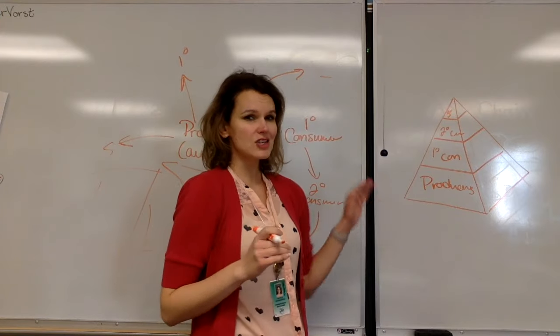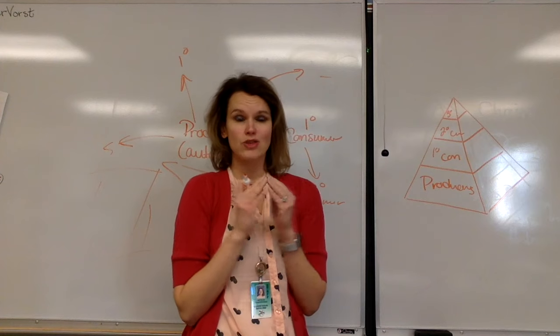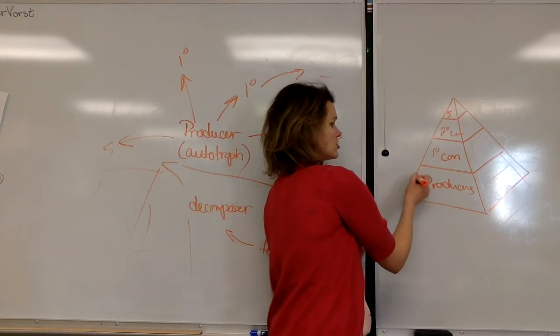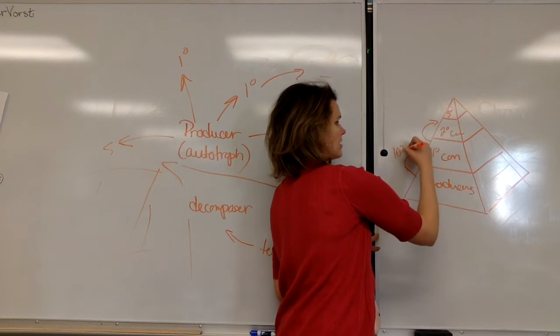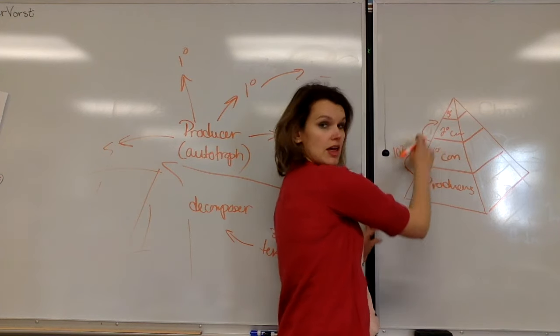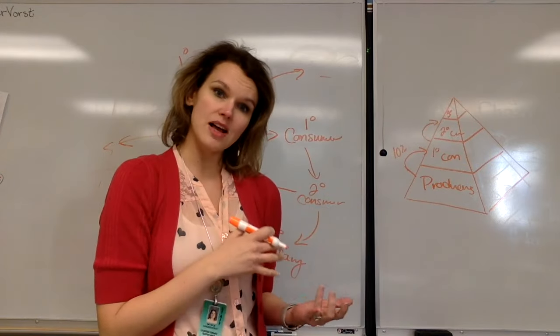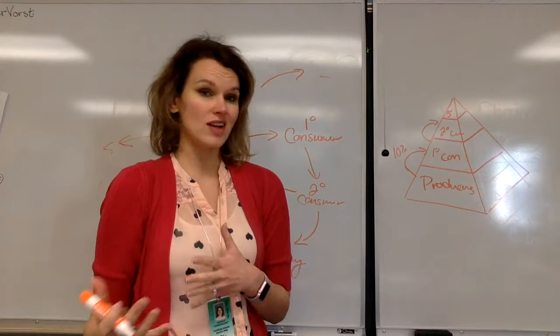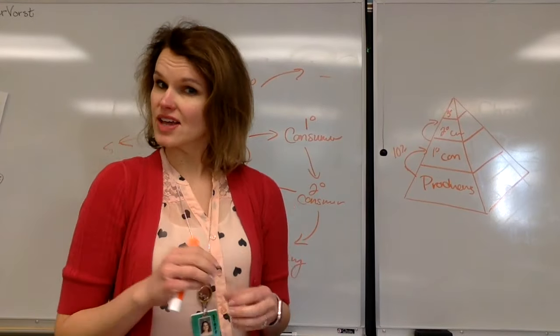You're going to notice that each time we have a transfer of energy, the levels are going to get smaller and smaller. That's because energy is lost between these levels. 10% of it is lost between this one and this one, another 10%, another 10%. So each time something eats something else, 10% of it is lost as heat. So the things at the top will have to eat more in order to get the same amount of energy for survival.